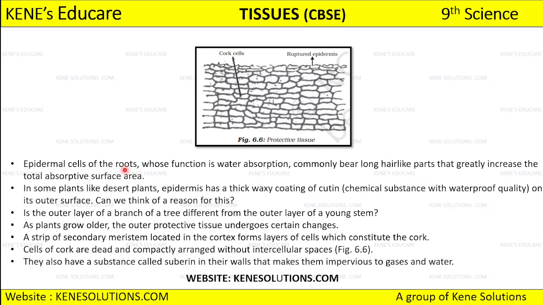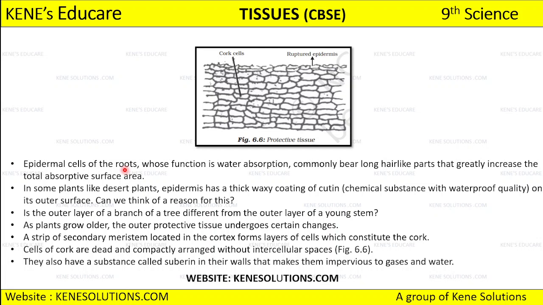So they commonly bear long hair-like parts. Now these long hair-like parts increase the total absorptive surface area. What are they going to do? They are going to increase the total absorptive surface area. And in some plants, like if it is a desert plant like cactus and all, then on their epidermis they have a thick waxy coating of cutin. What will be present? There will be a thick waxy coating of cutin.